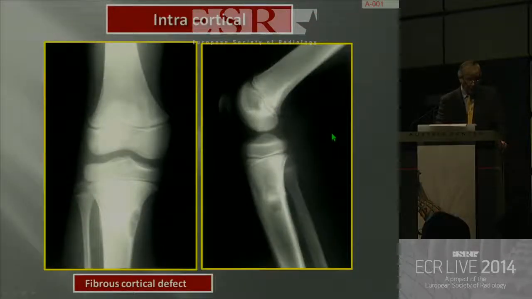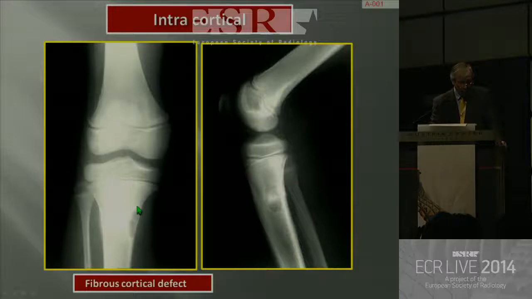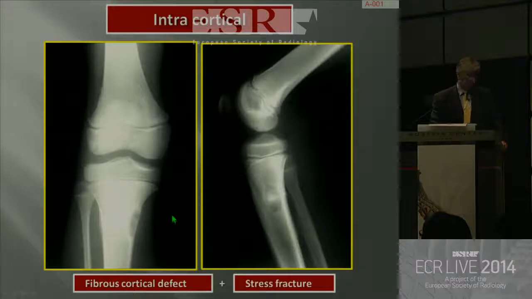The next area to look at is intracortical, and here you can see a fibrous cortical defect right in the cortex, a lucency in the cortex. But some of you may notice that there's actually a little sclerosis associated with this. Is this calcification in the lesion, or is it sclerosis? And you can see maybe a little periosteal reaction on the edge. And this is, in fact, a fibrous cortical defect that had caused a stress fracture.